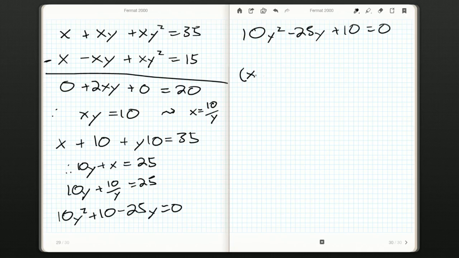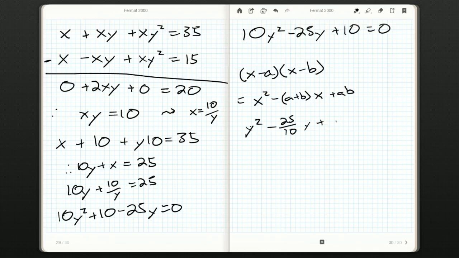Because if I have a quadratic and I know its roots are a and b, so this is a handy little trick sometimes. If I know the roots are a and b, then I can factor it as x minus a times x minus b. But when I write it out, I will get x squared minus a plus b x plus ab. So all I need to do is get this in the form where we just have a coefficient of 1 in the front, and I will know the solutions for a and b. Okay, so y squared minus 25 over 10 y plus 1 equals 0. So the solutions are going to be 25 over 10. That's the sum of the y's.